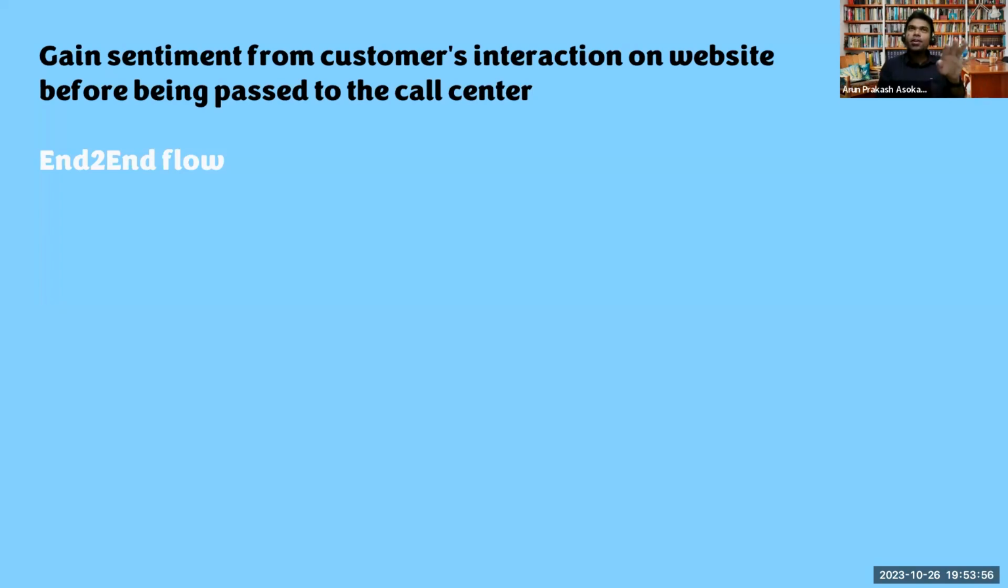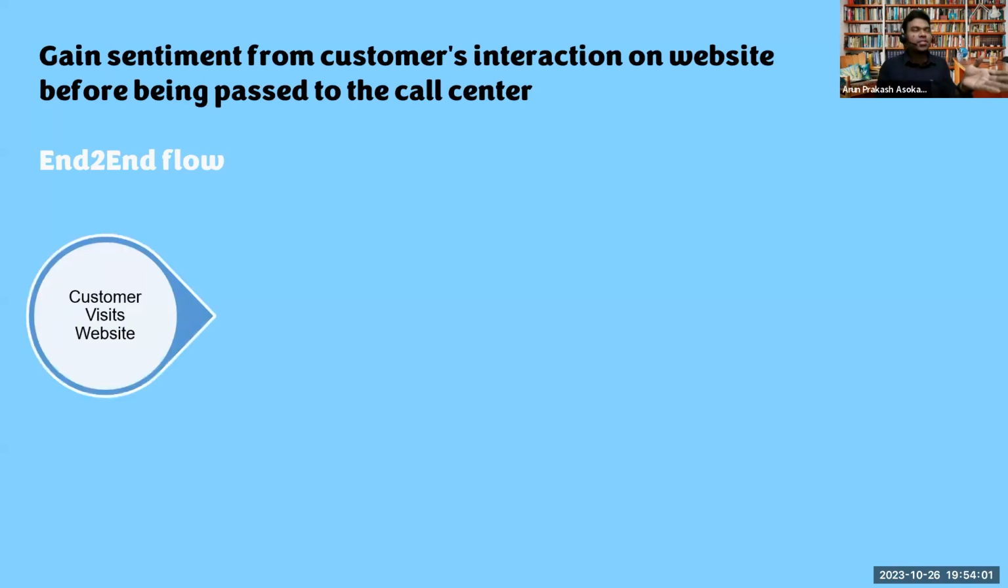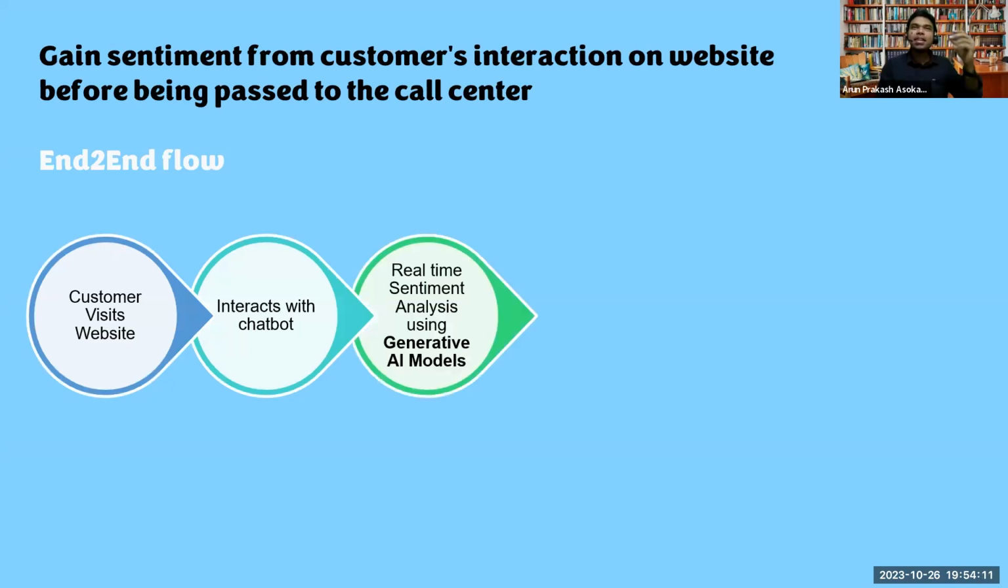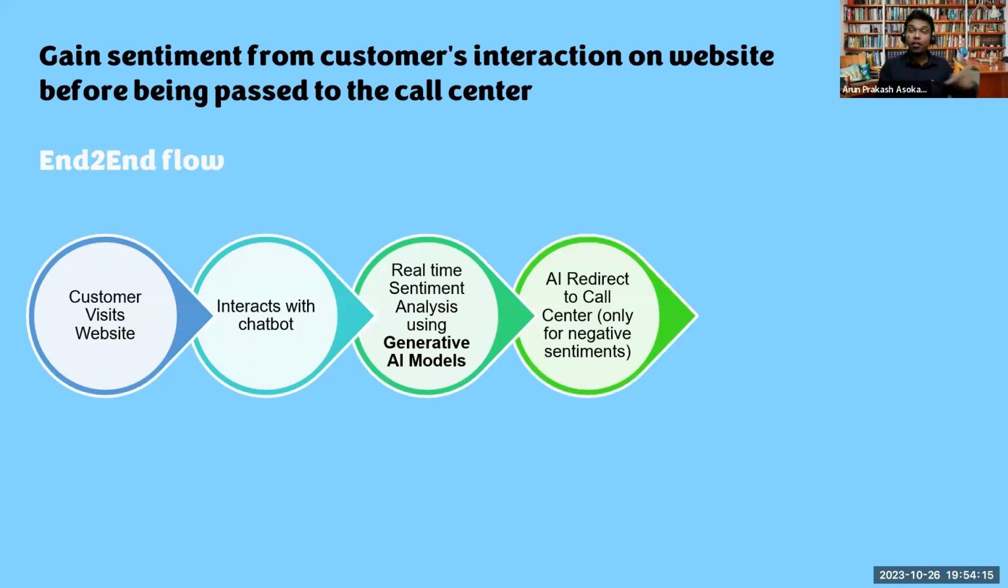This GenAI is not going to replace those call center experts, but how I envision this is a customer visits the website, which we all can imagine, any website, right? You can imagine bank, clothing industry, Amazon, whatever, interacts with the chatbot there. There's a real-time sentiment analysis happening using the generative AI models for every dialogue. Now, AI redirects the call to the call center expert only when there is a negative sentiment.